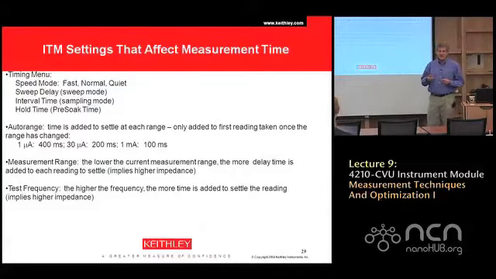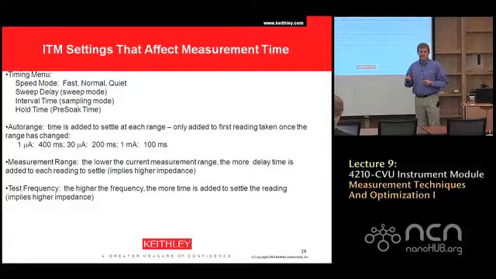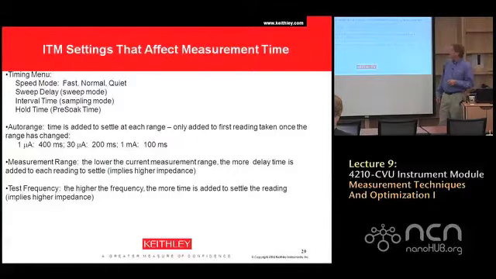In some cases, you may want the measurement to run faster, either because you want to see the transient response faster, or you just get tired of waiting for the data, and you can go to the fast mode. And in some cases, you may want to lower the noise, and so you can go to quiet mode, which will take longer, but will be more quiet. We also give you control of the sweep delay, the interval time, and the hold time, or the pre-soak time.